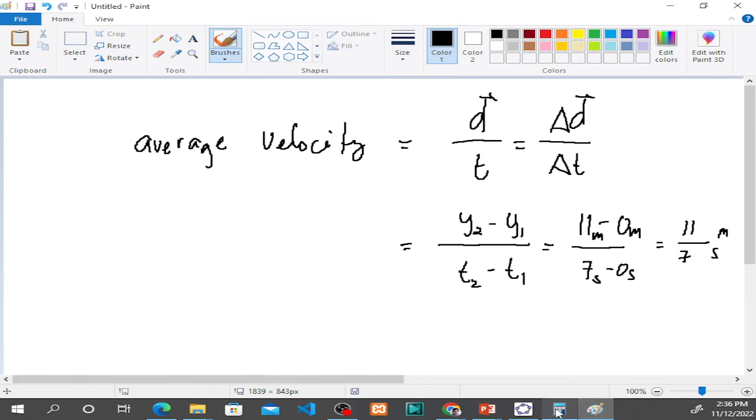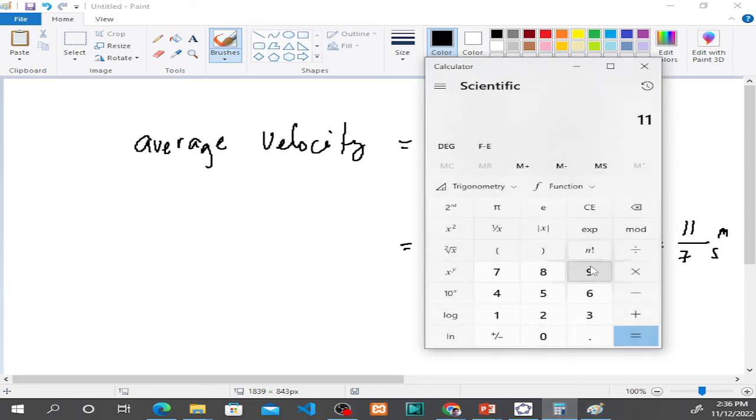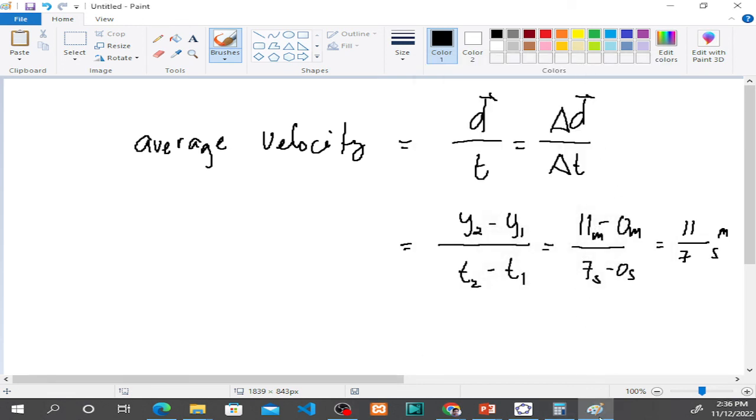So you can get your calculator and you will get the average velocity as 1.5714 meters per second. So we can write V average for average velocity is equivalent to 11 over 7 meters per second, or 1.57 meters per second. So that's how we get the average velocity based on the graph.